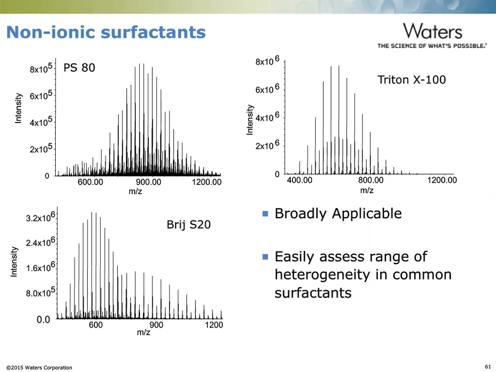We then look at different types of detergents which would be commonly used within the biopharmaceutical environment. We see not only is the QDA applicable for doing something like polysorbate, which is perhaps the most common detergent used, but also looking at something like Triton X-100 or Brij type of surfactants. We see that the QDA is broadly applicable for a variety of different non-ionic surfactants and allows us to easily assess the heterogeneity of those samples.